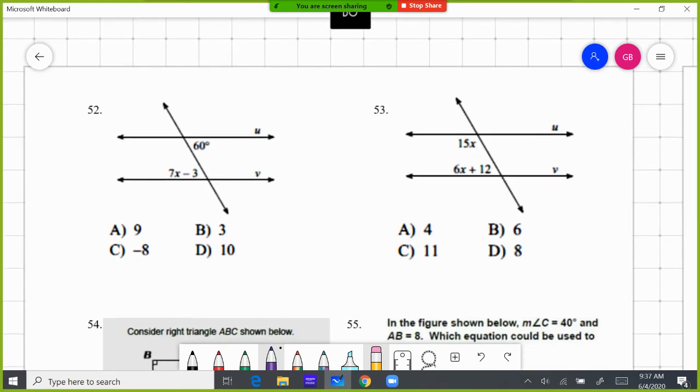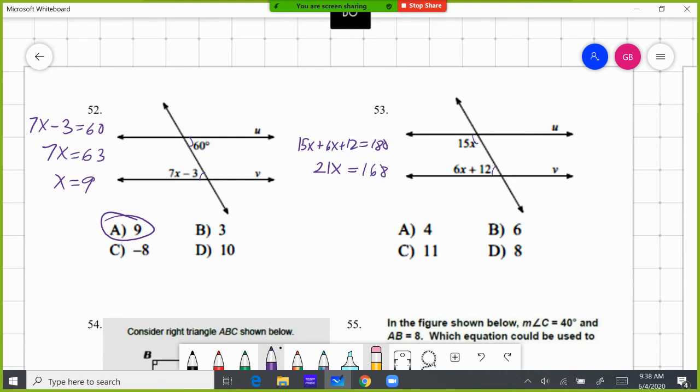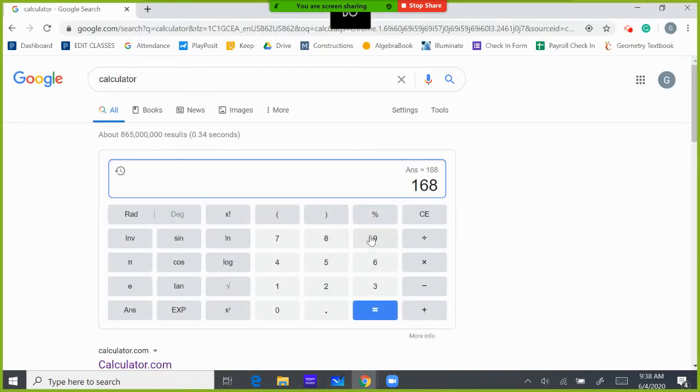Alrighty, 52. We have alternate interior angles. So you could set those equal to each other. So if 7x is 63, x is 9. For 53, these two angles are supplementary. So the equation is going to be 15x plus 6x plus 12 is 180. So 21x is equal to 168. If you divide that, you get 8. Okay.